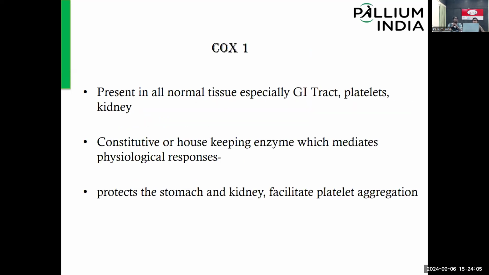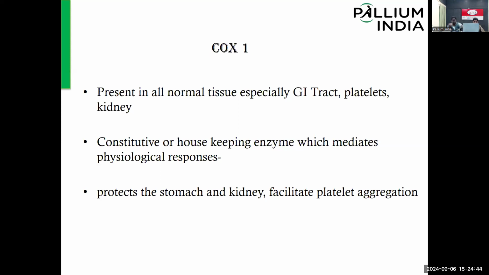This is COX-1. Usually, this COX-1 enzyme is present in all normal tissues, especially in our GI tract, platelets, and kidney. So these are the normal sites of this COX-1 enzyme. So this is a constitutive or housekeeping enzyme which mediates the physiological response. It will protect the stomach and kidney and facilitate the platelet aggregation. These are the actions or the mechanism of action of this COX-1. This is usually seen in GI tract, platelet, and kidney. In the platelets, they help in platelet aggregation. In the GI tract and kidney, they will protect the stomach and kidneys.